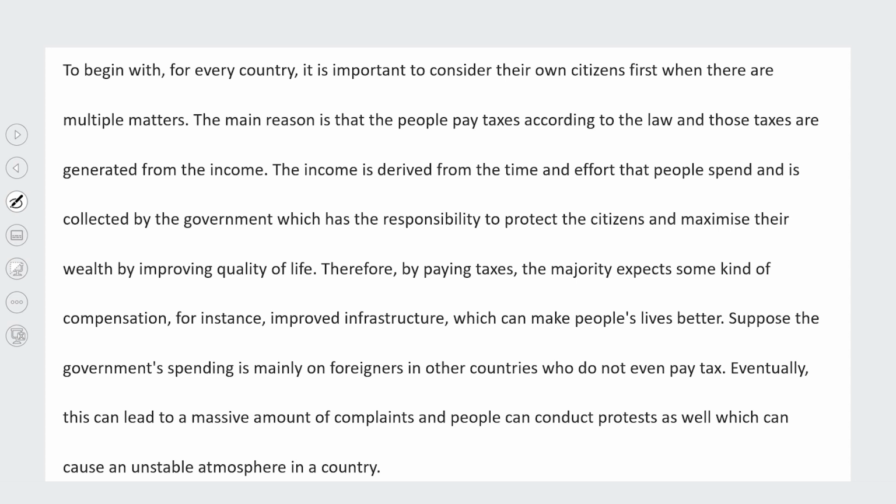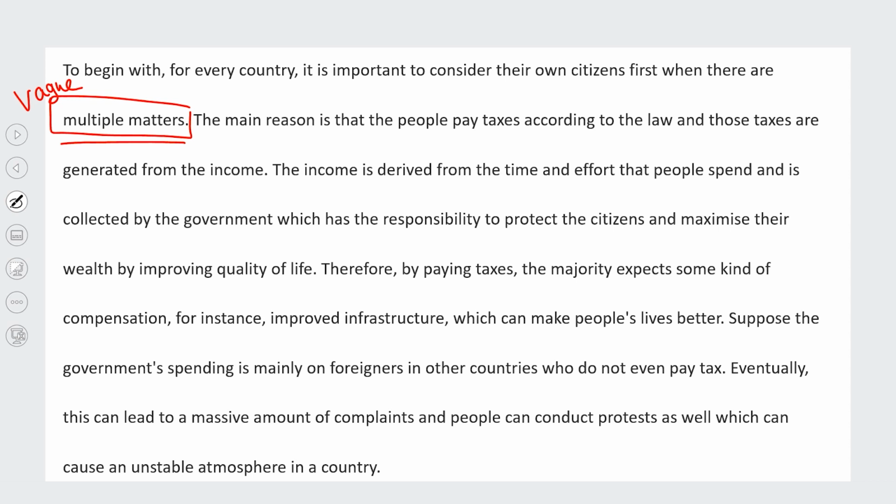My first issue in this sentence is "multiple matters" - it's too vague. What do you mean by multiple matters? When he says "when there are," he should be specific about the issues he's going to talk about. I don't know what multiple matters he means. Is it economic? Is it political? Is it taxes? What are they going to talk about?